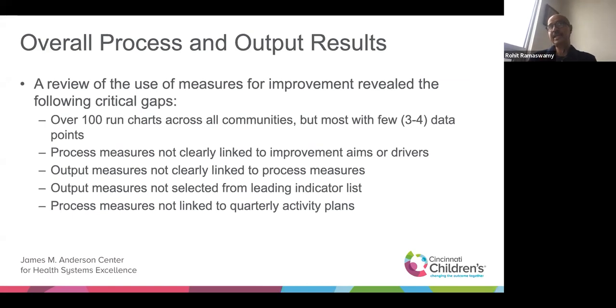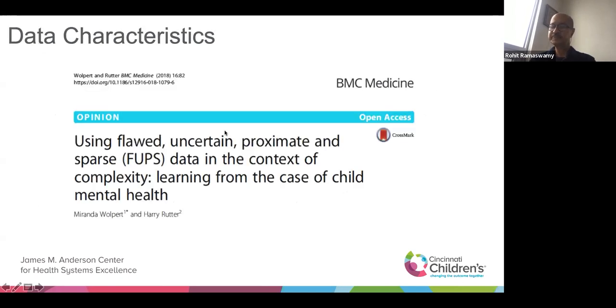And so some of these were structural issues, but some of these were also just the burden of data collection, the burden of keeping the run charts operational. We found that there were a lot of gaps in data. We couldn't really link process measures to improvement aims or drivers. We couldn't link output measures to process measures. So this whole idea of being able to use data to say what is the linkage between the capacity building and the outcomes was something that we discovered we were not able to do.